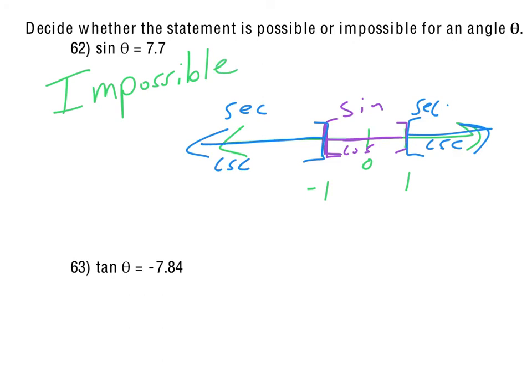Okay, can't happen. Can the tangent be -7.84? Well, yeah, that's possible. Tangent can be anything. So basically saying, yeah, there is some value for theta where tangent would be -7.84, whereas you could put anything in there for theta for number 62. No matter what you put in there, the sine is never going to equal 7.7.